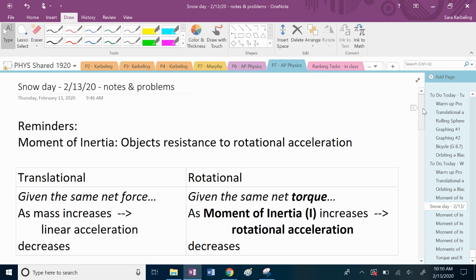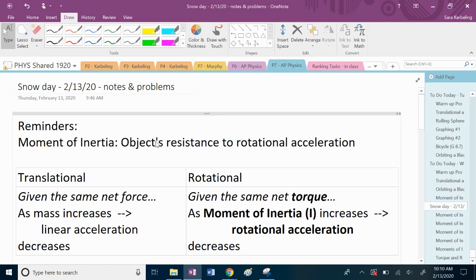So yesterday, when we were together, we were talking about moment of inertia and we had defined it at the end. We worked on a problem together, but I just wanted to reiterate a couple of things to make sure that it made sense to you. First of all, just a reminder of what the phrase moment of inertia means. It's not intended to be scary at all. It's really just an object's resistance to rotational acceleration.